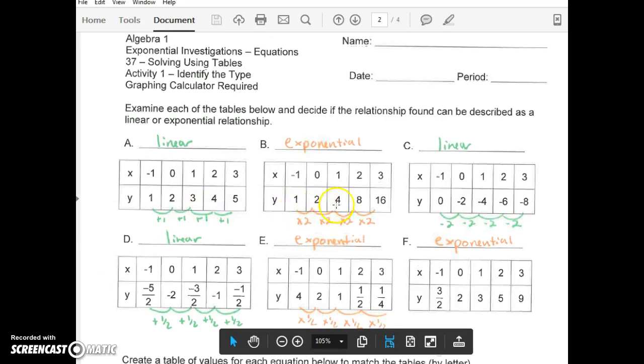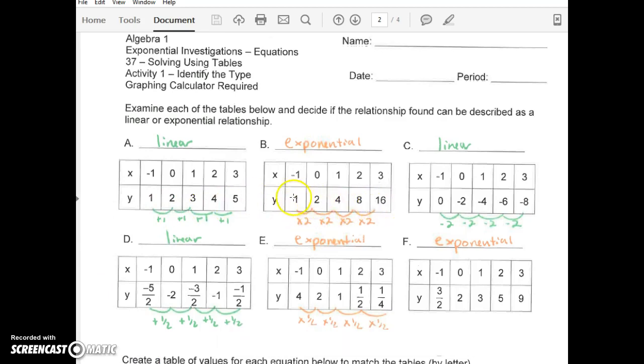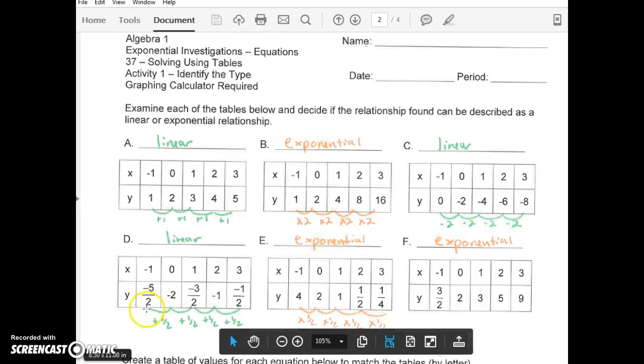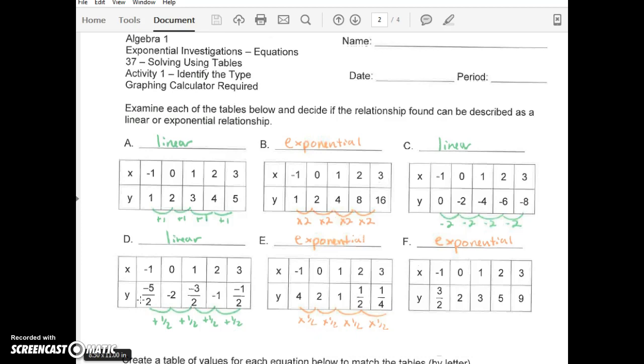In B, we are doubling our output, so we're multiplying by 2 every time. That's an exponential relationship. That's what we would expect. In C, I'm going to be subtracting 2. That's linear. And D is a challenging one because of the fact that we have those fractions. So what ends up happening here is we're going to be adding 1/2 every single time. Again, adding the same number every time gives you a linear equation.